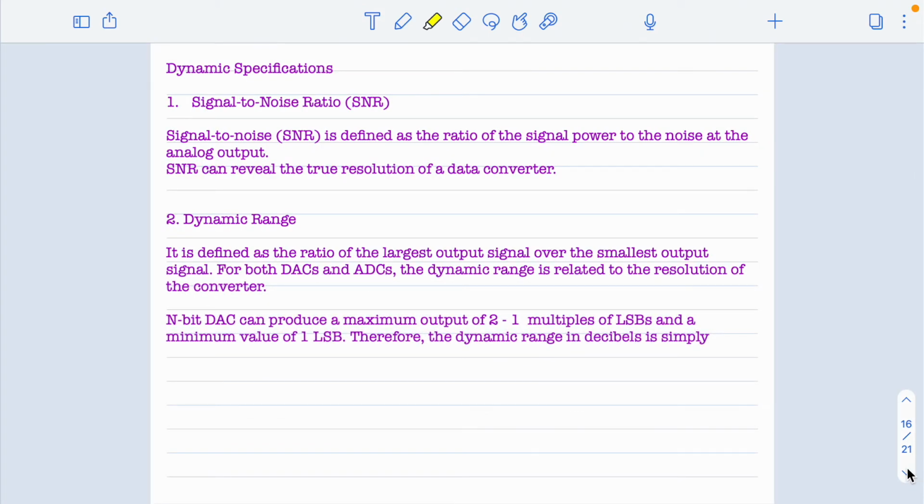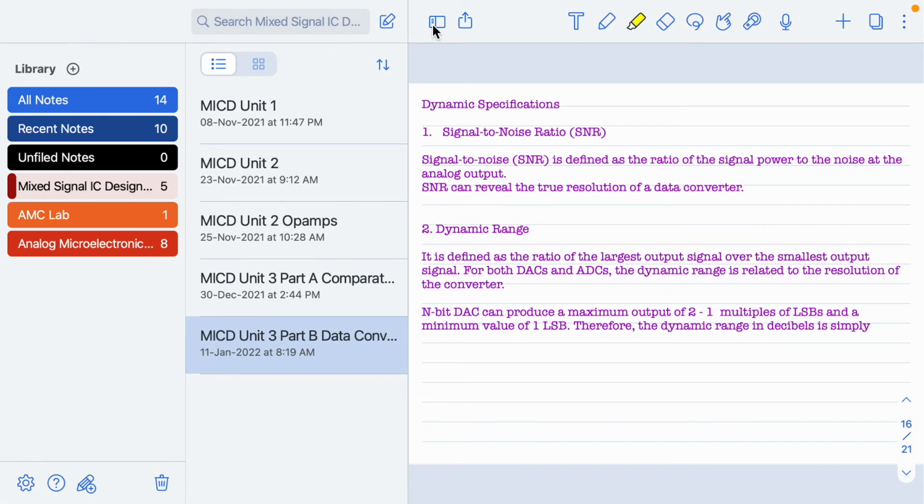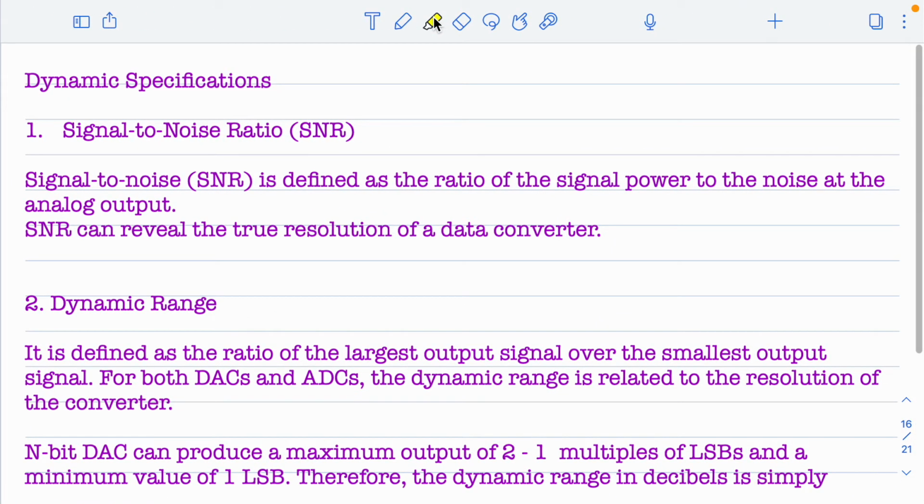Now, that's all about statics. It is not all of the static specifications, but these are some of the static specifications we have. Coming to dynamic specifications, we'll discuss two specifications right now, and after discussing ADC, we'll discuss a few more dynamic specifications.